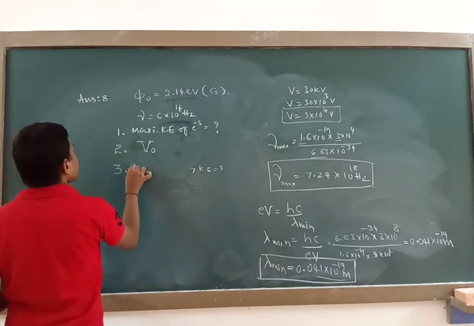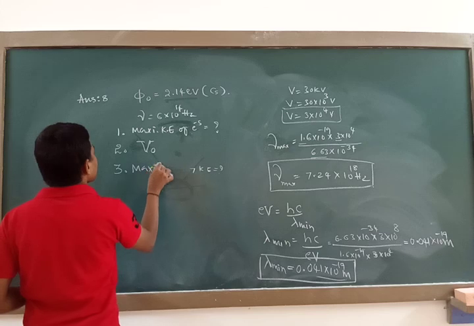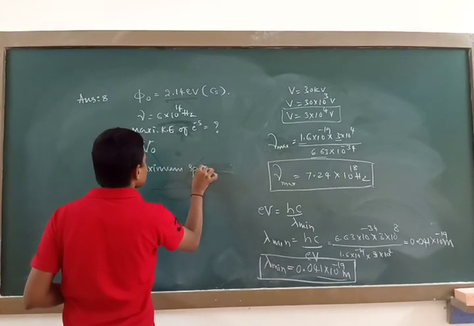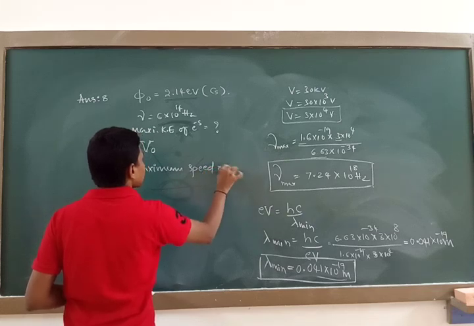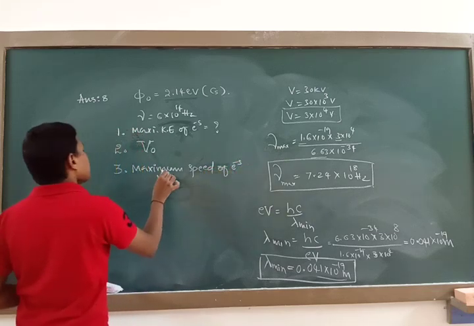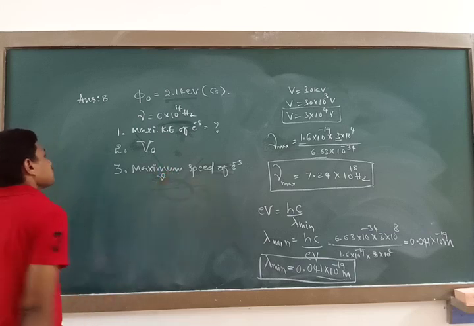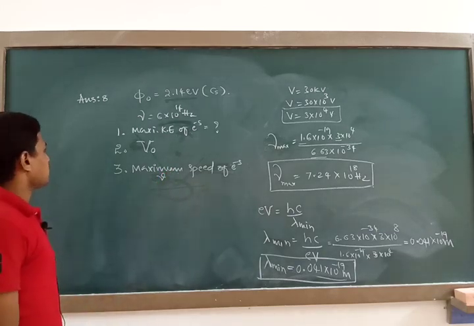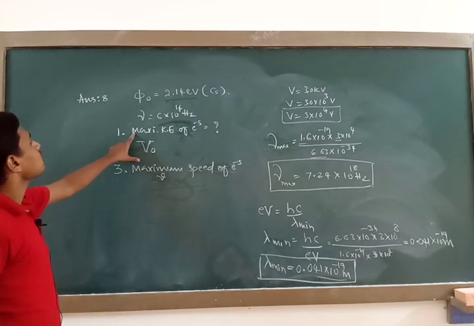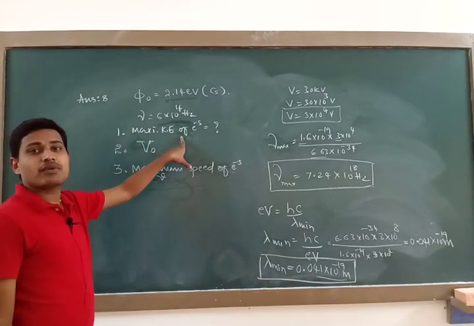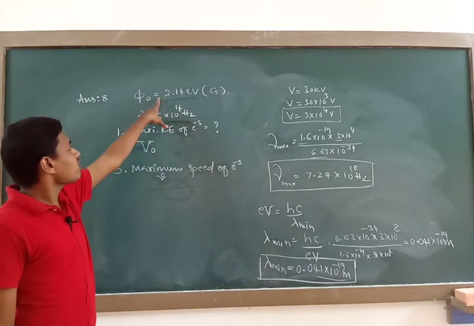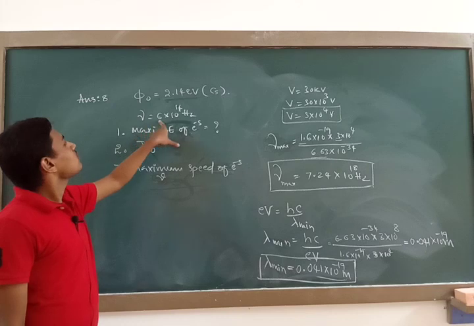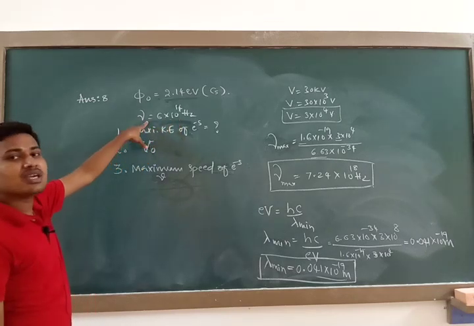So the third one we should calculate here is the maximum speed of electrons. It means we have to calculate velocity. Okay, so we know that we need to find the kinetic energy. For that, the work function of the surface is given, and the frequency of incident radiation is given.